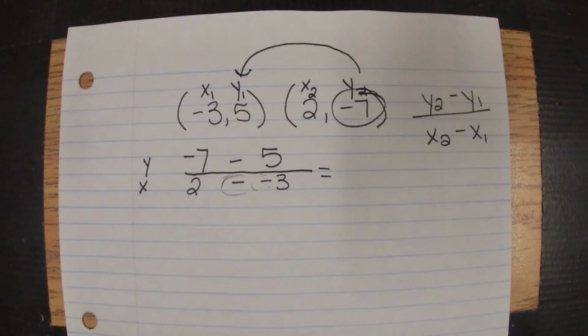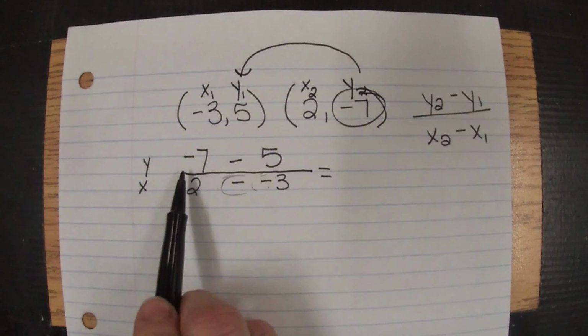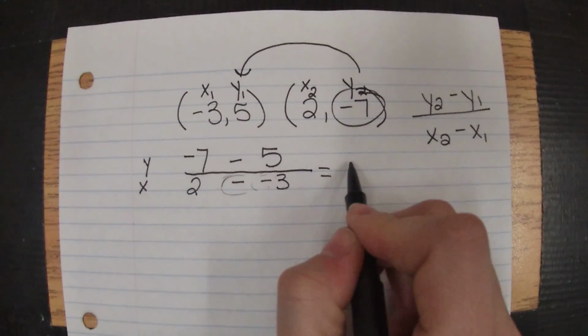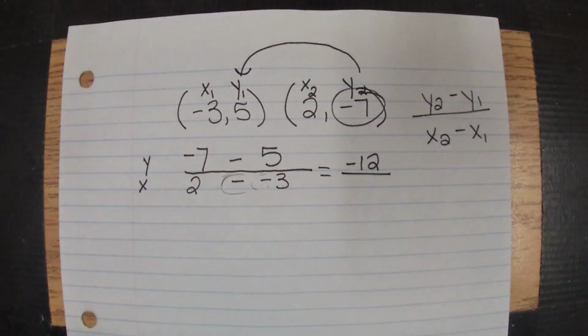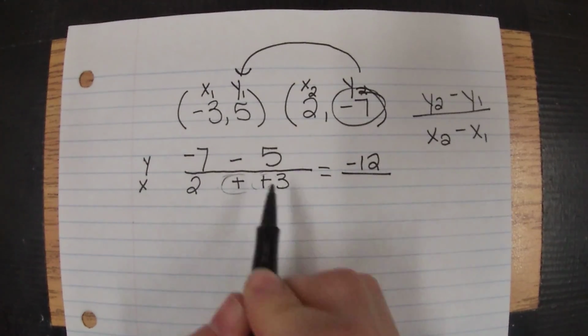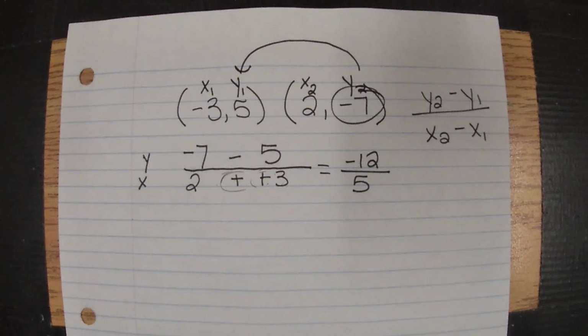Okay, and now I'm just gonna work straight across. So if you feel like you're not super confident with your operations with integers, use a calculator, whatever you need to use to sort of help you. But on top, when we do -7 minus 5, we'll get a -12. On bottom, we will get a +5.